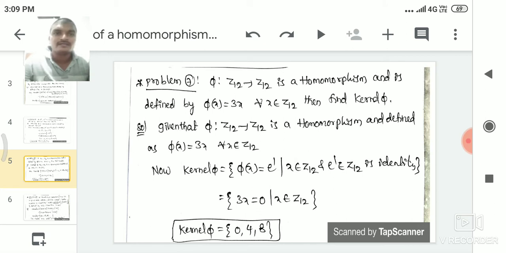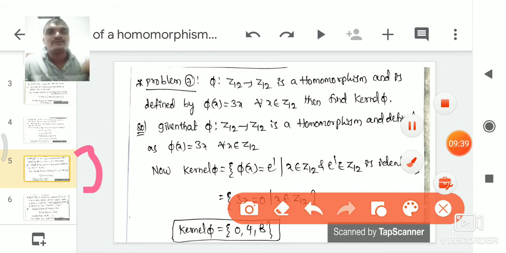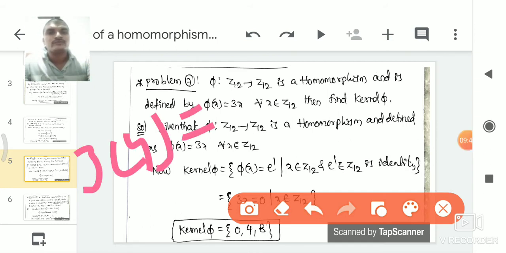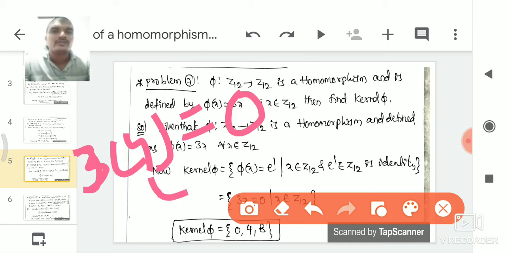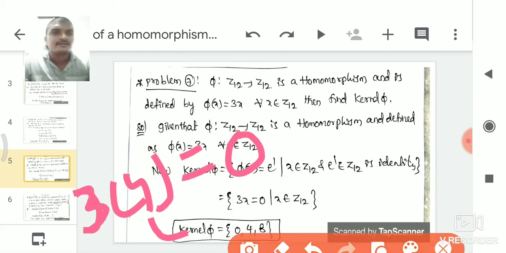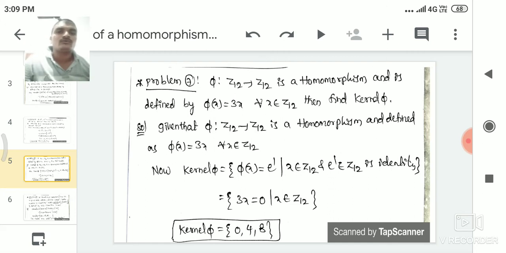If you substitute x is equal to 4, 3 into 4 is 12, but when we divide by 12, we get the remainder 0. That's why the kernel of pi contains 4. Also, if you substitute x is equal to 8, 3 into 8 is equal to 24. We divide by 12, we get the remainder 0. That's why the kernel of pi is equal to {0, 4, 8}.